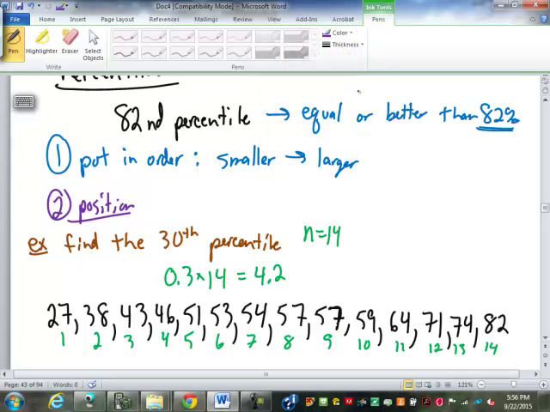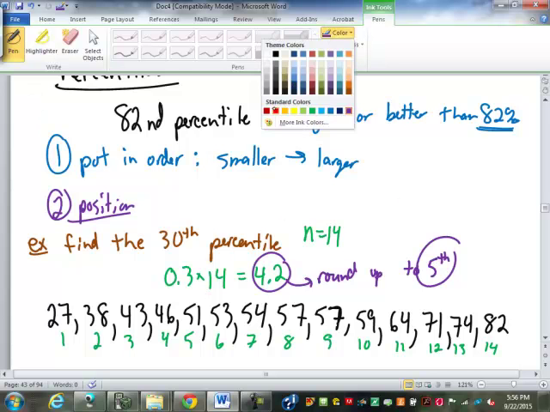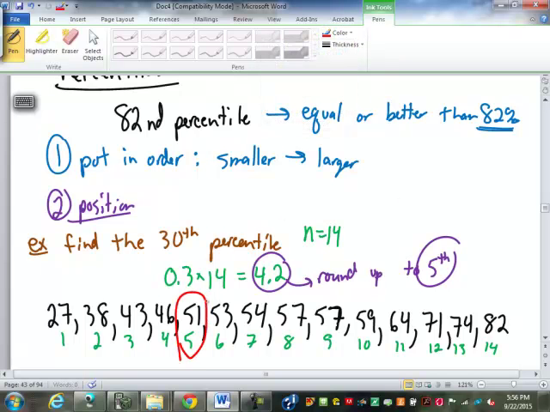Just like with the median, if it is a decimal, we round up. Never down. Even though it's 4.2, it rounds up to the 5th number in the list. So what that means, the 5th number in our list, here's 5, 51. So the 30th percentile is 51. So that score of 51 is the score for which 30% of the other numbers are below it.